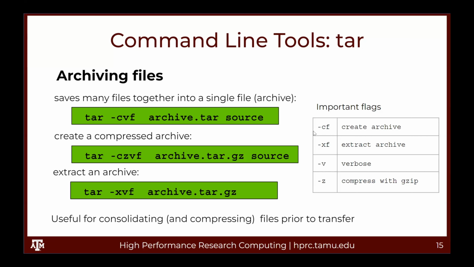So you can use CF to create that archive, XF to extract that archive, V as a flag if you want a verbose version of it, and Z to compress it with gzip. These are the flags we are going to use. Let's say you have a set of files inside a directory and you want to convert it into an archive file. You can simply use tar space -cvf, the name of the tar file and the name of the source directory. In order to compress it, you can add the flag Z, and then it will get converted into a gzip file. On the destination, you can extract it simply by using xvf. So just replace C with X and it should extract that archive for you.